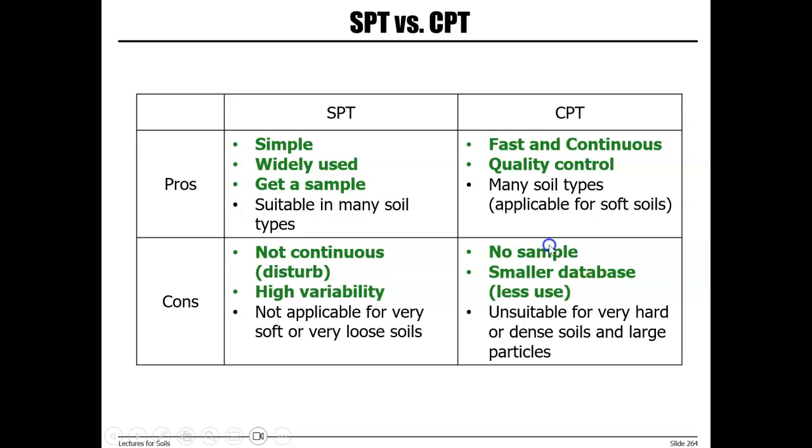CPT is also fast, continuous. You can do the quality control. It's suitable for different types of soil. Cons, it doesn't provide us with a soil sample. It's not done as many times as SPT is performed, so it has a smaller database, and it's unsuitable for very hard or dense soils and large particles.